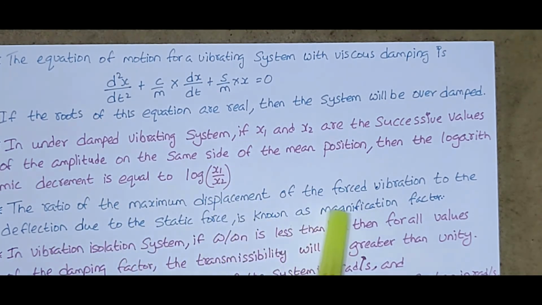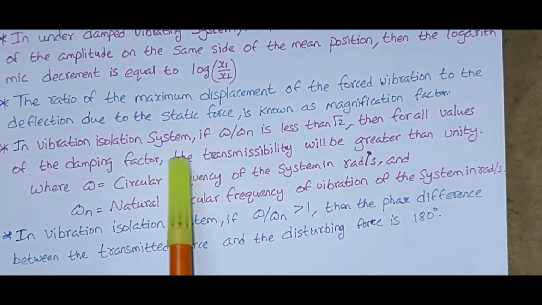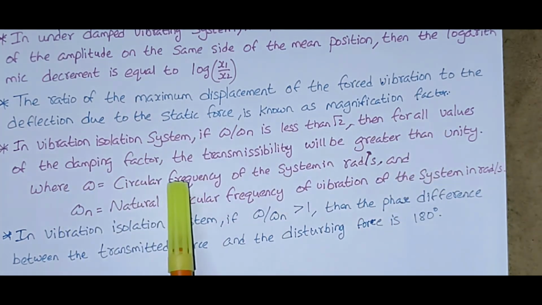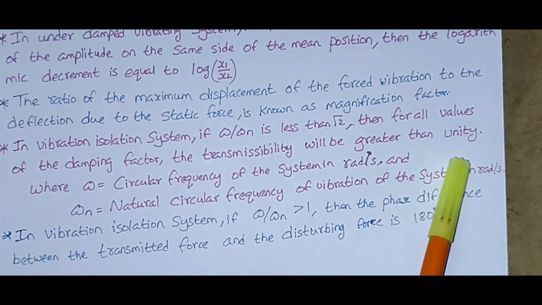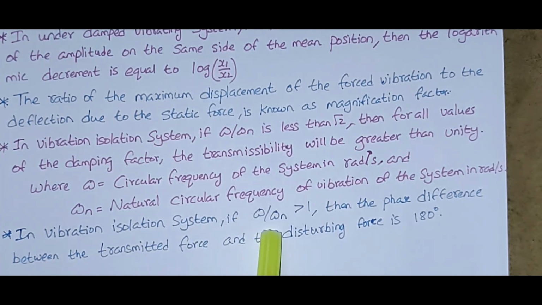The ratio of the maximum displacement of the forced vibration to the deflection due to the static force is known as magnification factor. In a vibration isolation system, if omega by omega n is less than root 2, then for all values of the damping factor, the transmissibility will be greater than unity, where omega is the circular frequency of the system in rad per second, and omega n is the natural circular frequency of vibration of the system in rad per second. If omega by omega n is greater than 1, then the phase difference between the transmitted force and the disturbing force is 180 degrees.